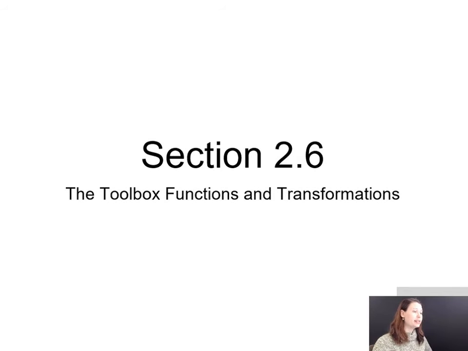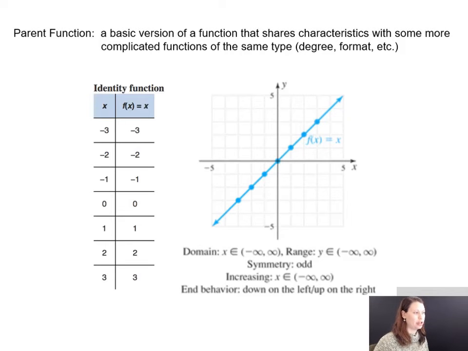Okay, so this is section 2.6, toolbox functions and transformations. A toolbox function is essentially like the parent graphs, and we'll talk about what a parent graph really means. When we look at a parent function, that can mean it's a basic version of a function that shares characteristics with some more complicated functions of the same type. Same type means same degree, same format, those same type of things.